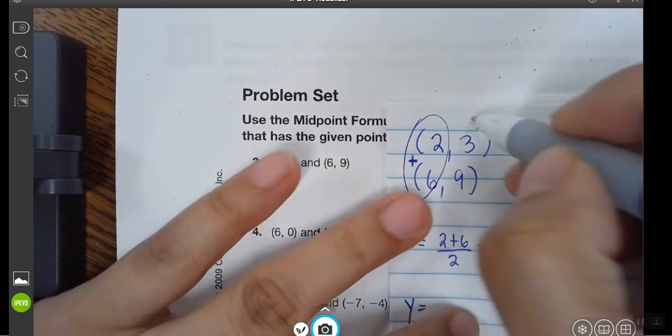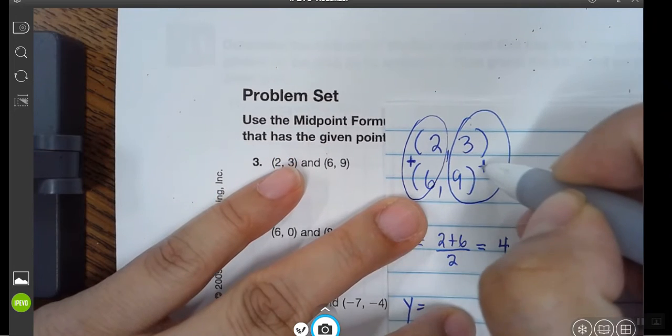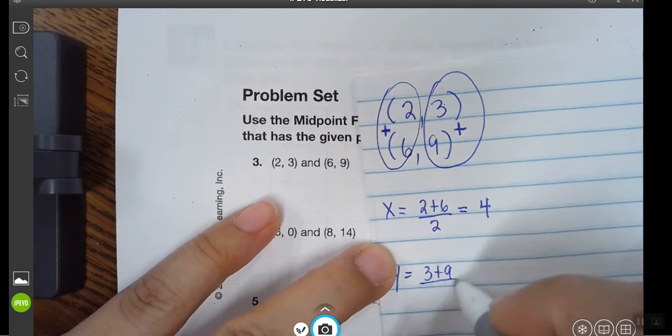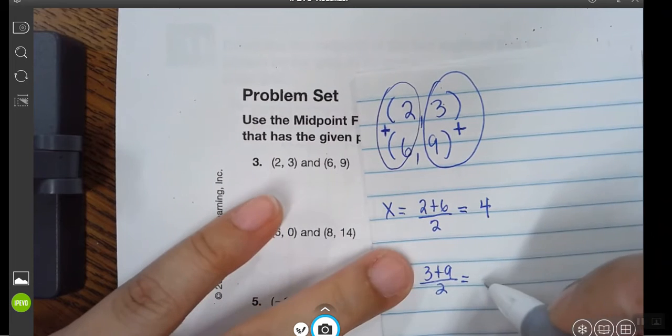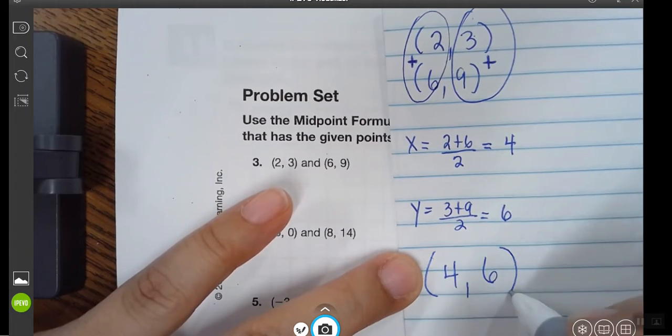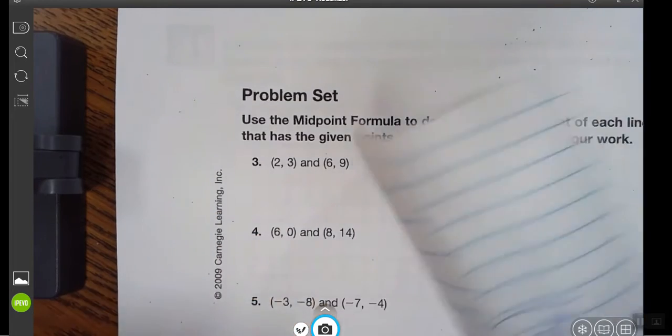And then for the y, I'll add the y's. So it's 3 plus 9, and then divide by 2. And that gives me a 6. So the midpoint is 4, 6. Not bad, huh?